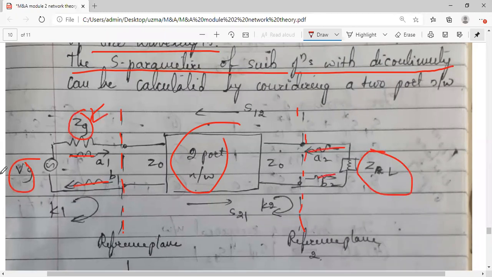As I told you, it is not perfectly matched. I'm showing Z0. It is the transmission line that has a characteristic impedance, not the two-port. It is not perfectly matched. It is a mismatched junction because I'm taking the load ZL. It is not Z0. Because of this mismatched load condition, there exist reflections. So you have studied about the reflection coefficient.